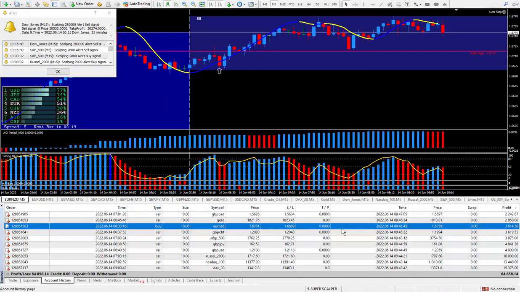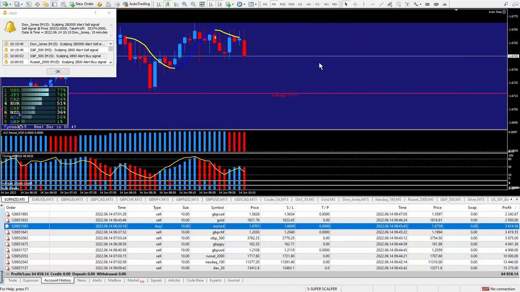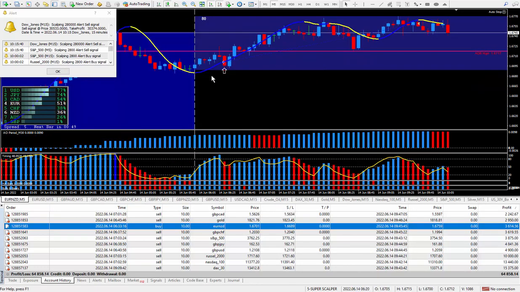Let's see, I bought, this was the only one I bought, as I mentioned earlier. There's the arrow. Buy signal was from back here. Took the trade at this cursor, and I closed it out up here with about 58 pips. And those 58 pips paid out $3,614.